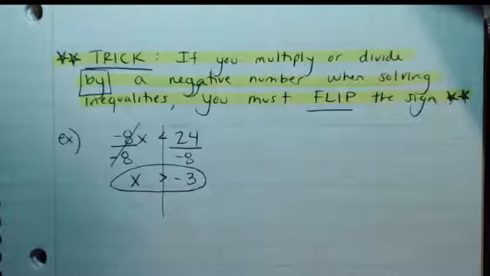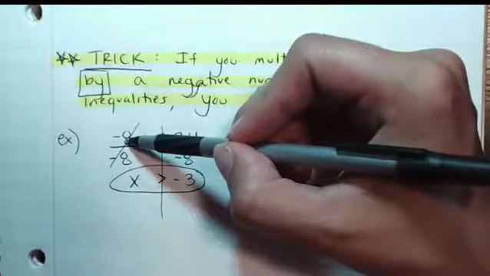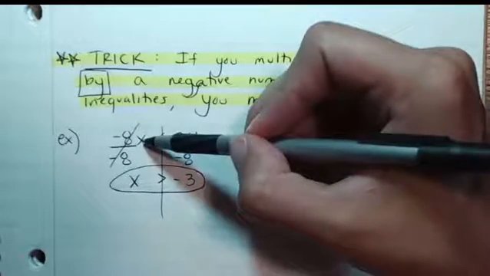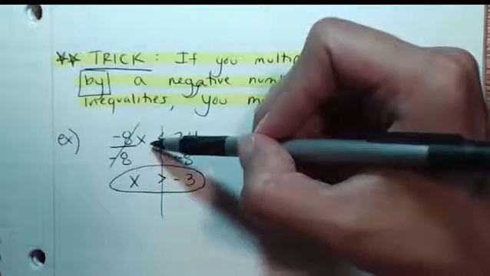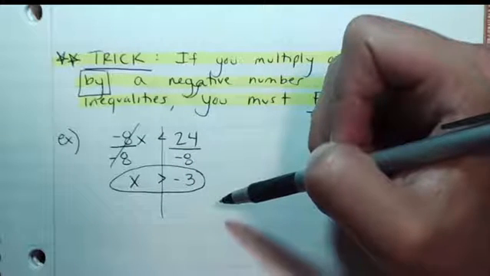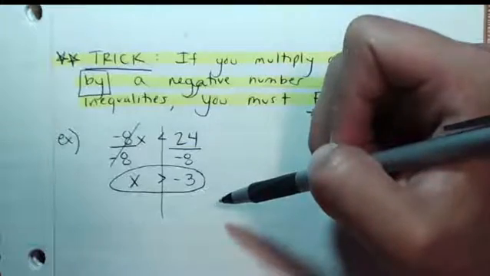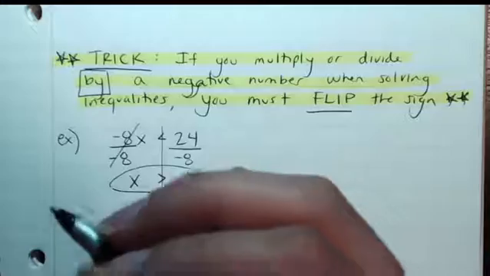That's my answer. Now if you didn't flip it, that would not be correct. Because if I go back and plug in negative 3 for x, negative 8 times negative 3 would be a positive 24. Is positive 24 less than 24? No, that's not true. Okay, so we have to make sure that we flip it to make every single statement true. Let's try another one.